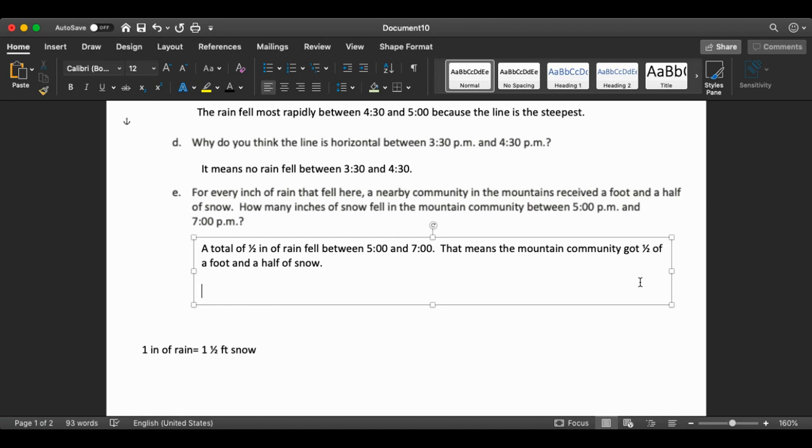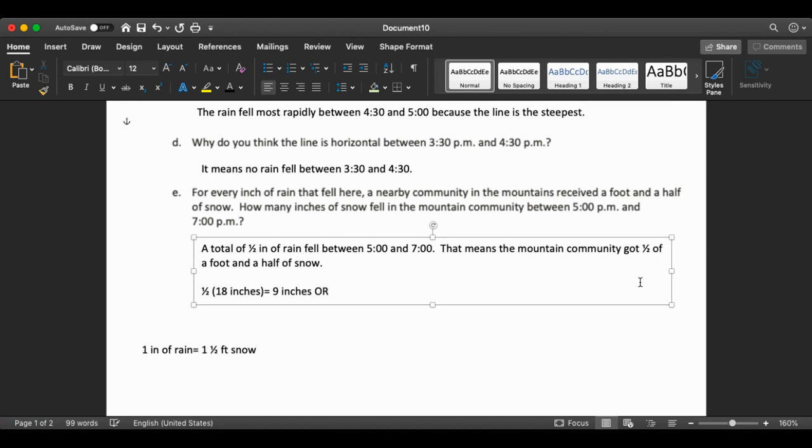That sounds confusing, but you guys know how to solve this because you're basically just multiplying or dividing fractions here. How could we figure this out? Well, I could take 1/2 of 1.5 feet by converting it into inches. I'm starting off with 1/2. Now, 1.5 feet of snow, how many inches is that? Well, 1 foot is 12 inches. 1/2 of a foot is 6 inches. So that total would be 18 inches, right? You can find 1/2 of 18 inches, which is 9 inches.